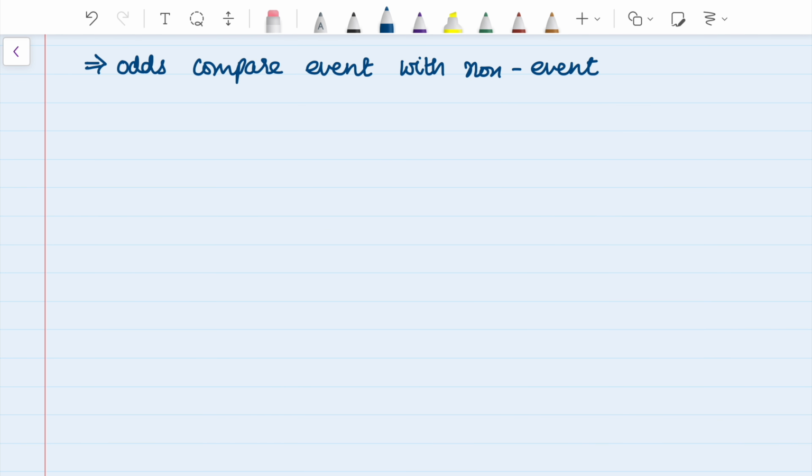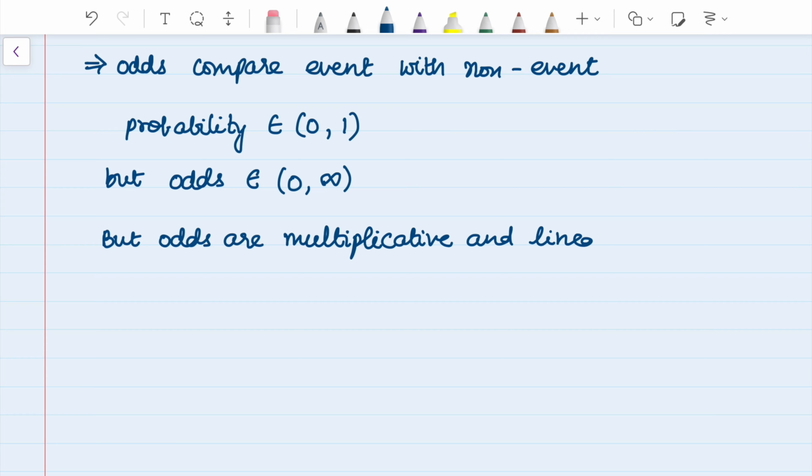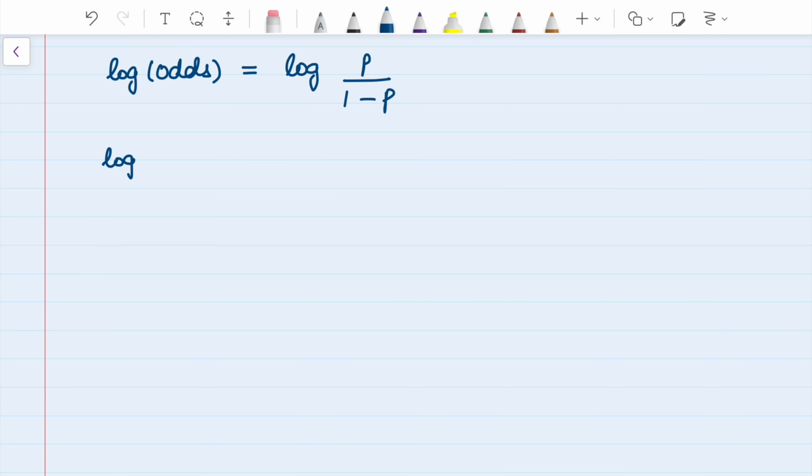Coming back to our original problem, probability lies between 0 and 1. This means that odds lies between 0 and infinity. But odds are multiplicative and linear models are additive. So we need a method to convert the multiplicative odds to an additive format, which can be done by taking a logarithm. So we have log of odds equals log of p by 1 minus p. And we can clearly see that log of odds belongs to minus infinity to infinity, which means this is unbounded. As discussed earlier, linear models of the format W transpose x are unbounded as well.